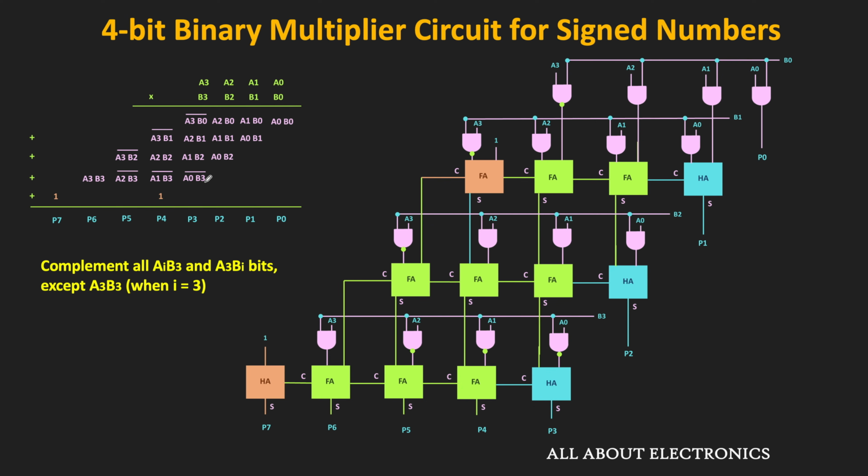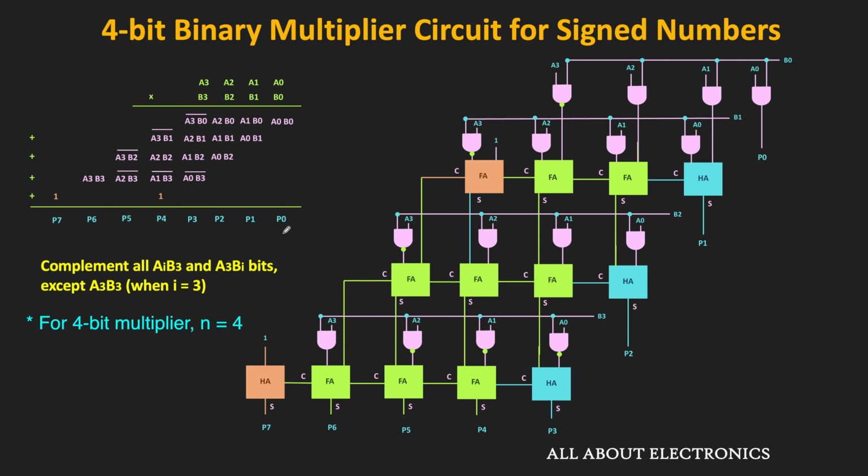So for example, if we have a 5-bit binary multiplier, then each binary number will have 5 bits. So in that case, we need to complement all the AiB4 and the A4Bi bits except when i is equal to 4. So here, in case of this 4-bit binary multiplier, all the 6 bits are inverted. And after that, we need to add the 1 at this n plus 1 and the 2n locations.